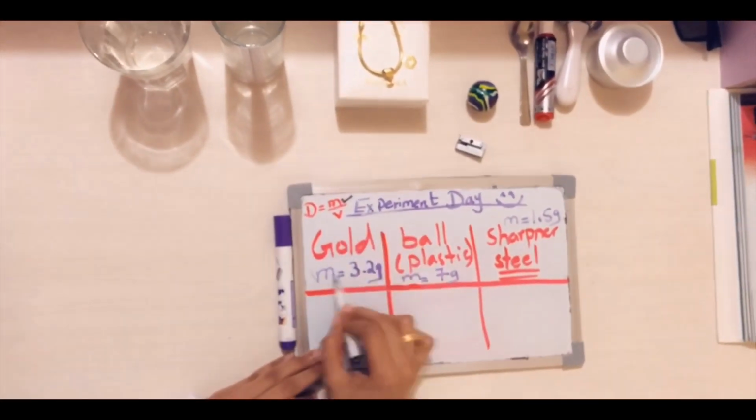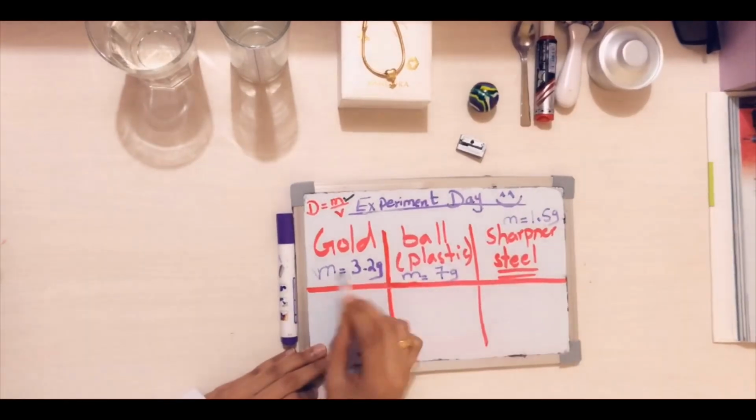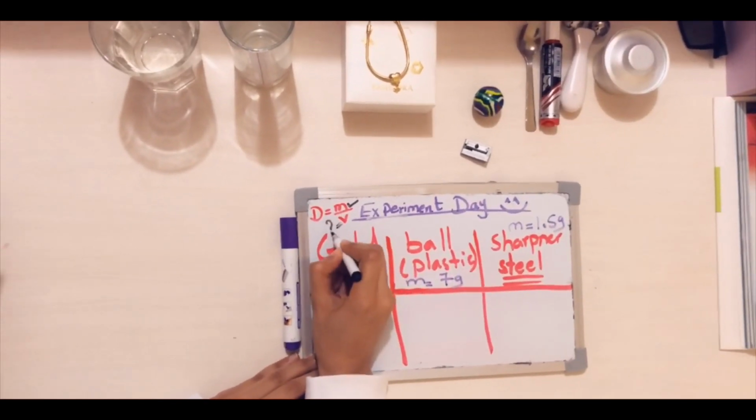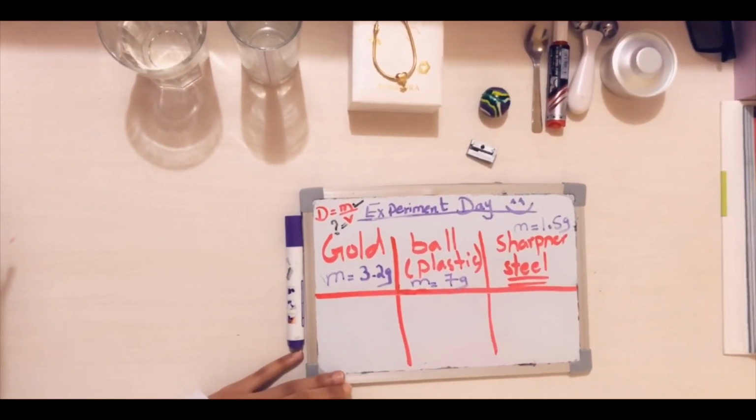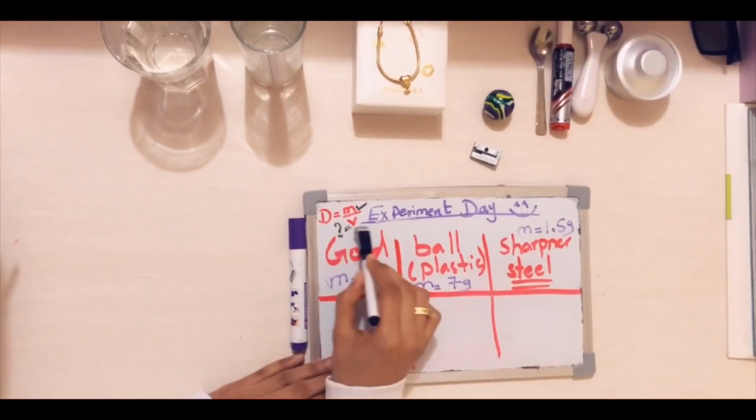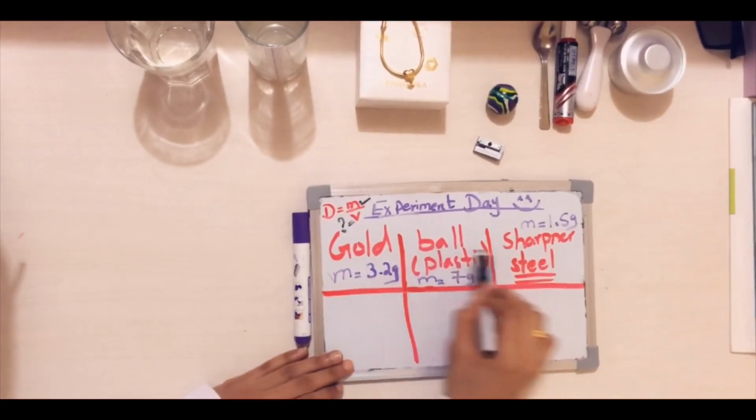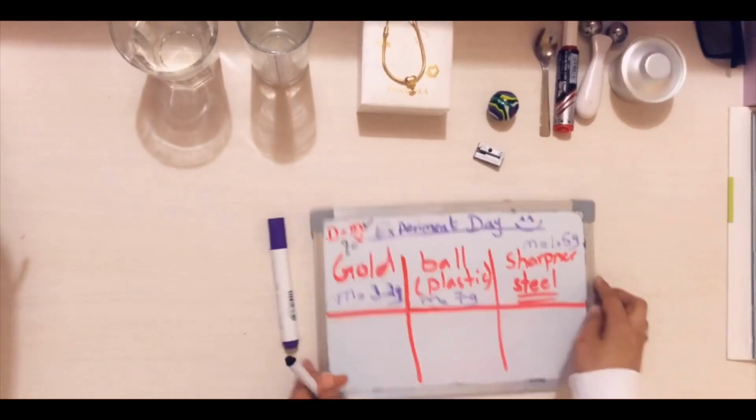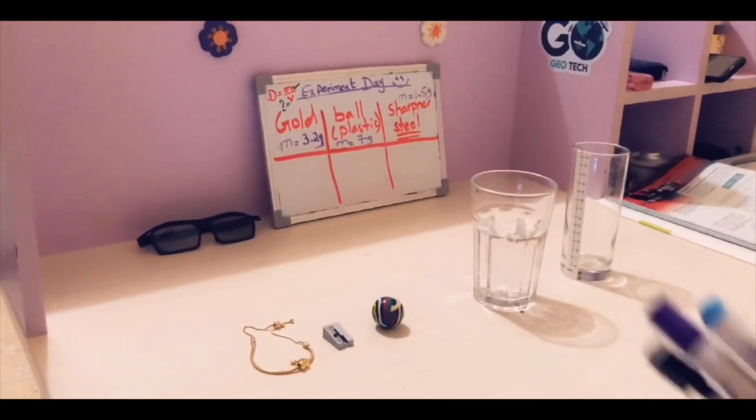So we're done with the mass for each of the household materials that I have, but how can I know the volume now? This is where the experiment comes in. So how can I know the volume of the gold, the ball, and the sharpener? This is what we're going to be doing, so let's get started. Okay, so let's conduct the experiment now.